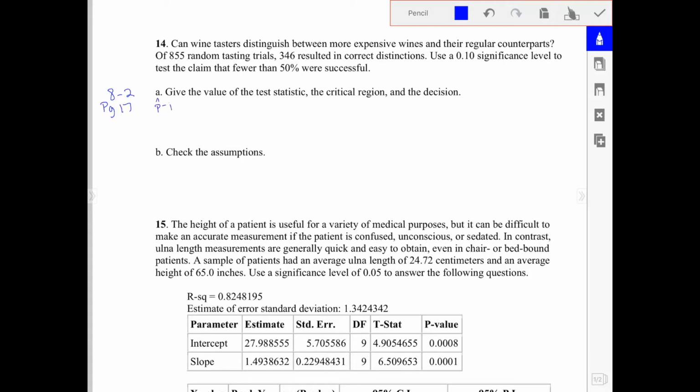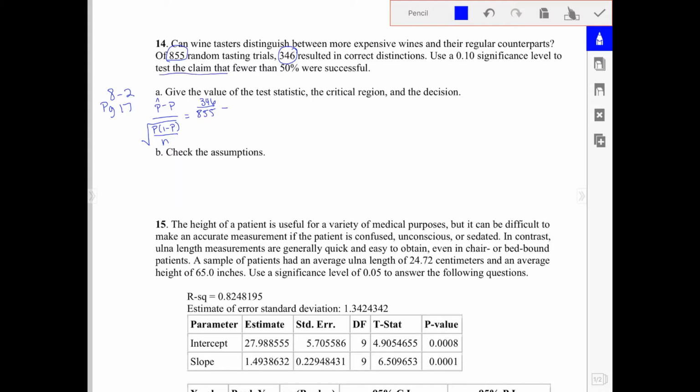Okay, so starting with the test statistic, my formula is p hat minus p over the square root of p times 1 minus p over n. All right, so p hat is, in this case, they've given us our sample size and our number that were correct. And I'm just going to write that as a fraction, 346 over 855. That's my p hat.